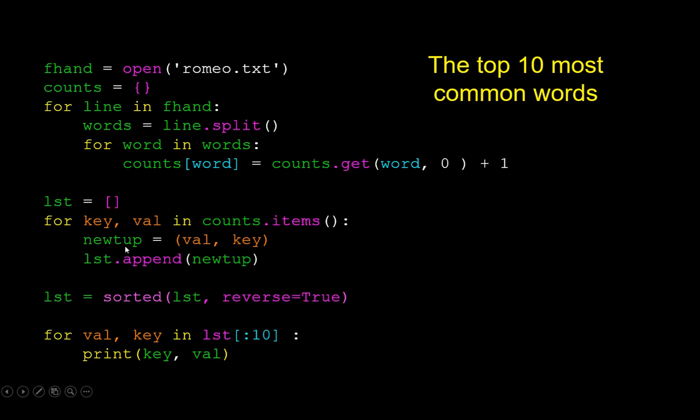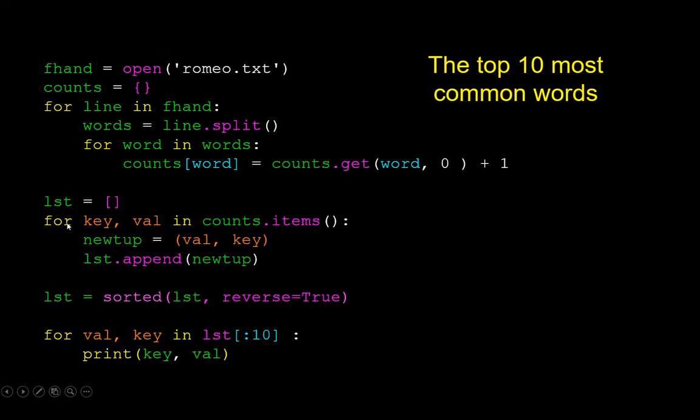We're going to create a new tuple variable. We're going to change the order of key and value. So we're going to have value and key here, and then we're going to append that new value to the list that we have. So this list would be a list of tuples with the content of the dictionary that we had, with the reverse order, value and key instead of key and value.